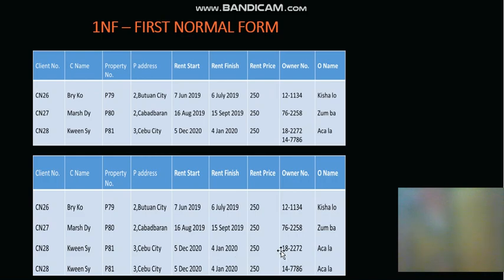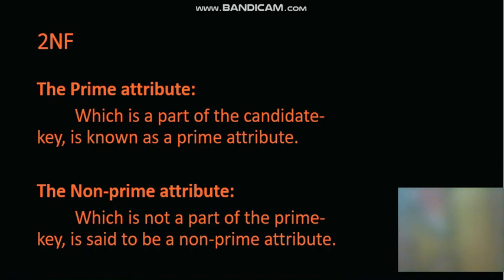You have to repeat the entire information. So let me tell you, the first normal form is a little bit trivial, because it comes naturally when you properly translate an ER diagram into a relational model. So here we have 2NF.